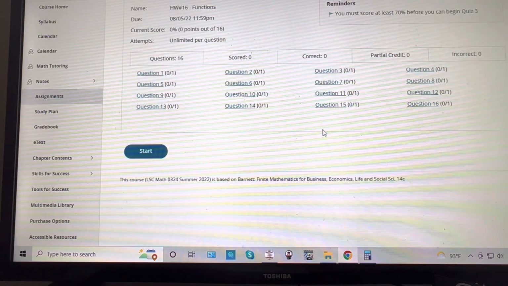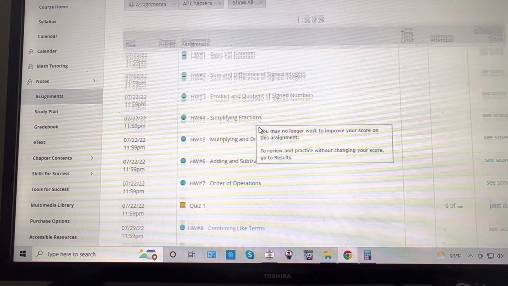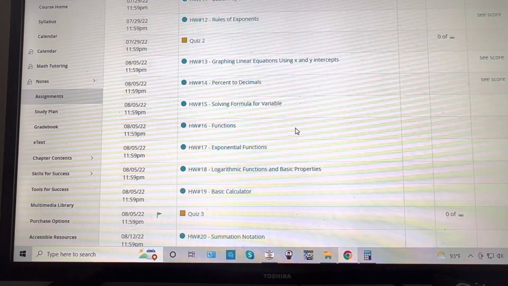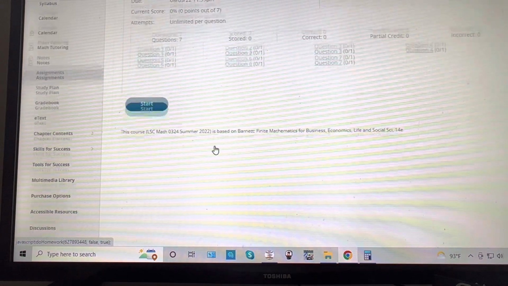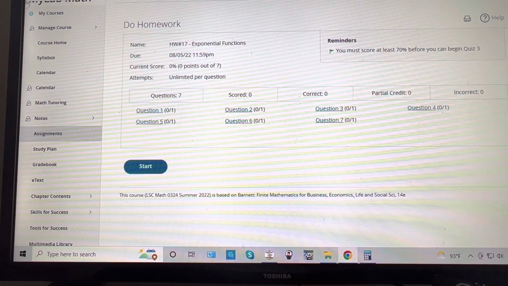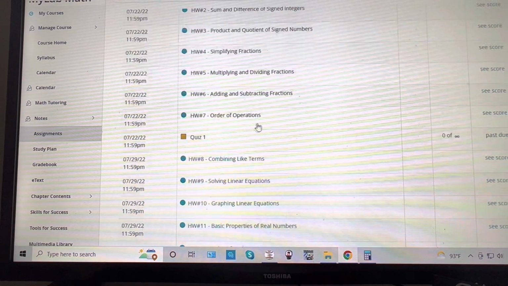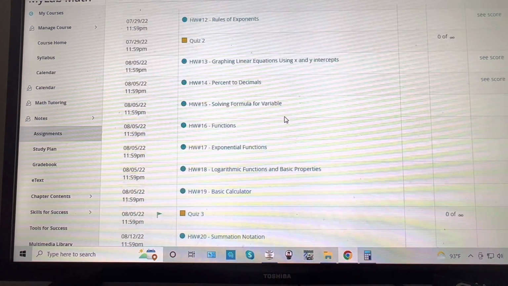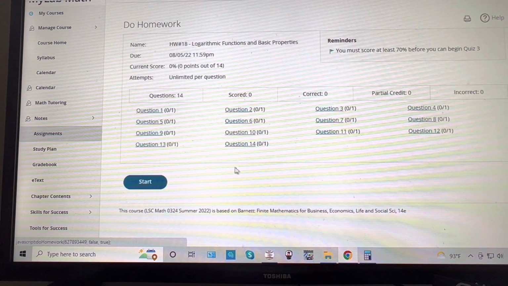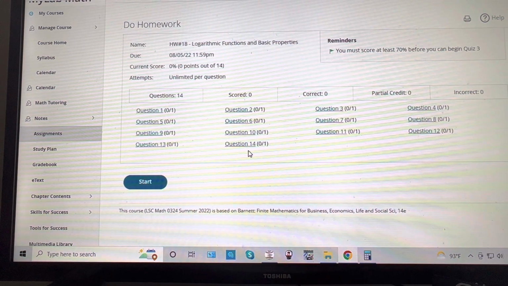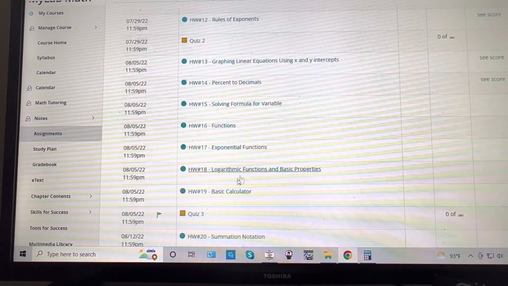16 has 16. So that's a total of 23 questions for tomorrow. 17 has only 7 questions. That's usually a sign that each problem takes a while. And then 18's got 14. So that's 21 questions there. And then there's that 1 question and that weird assignment at the end there, 19. So it's roughly about a little more than 20 questions each of those 2 days.